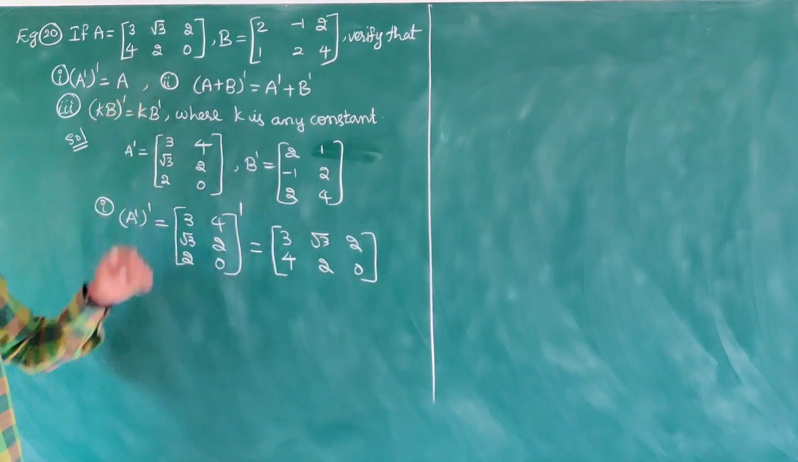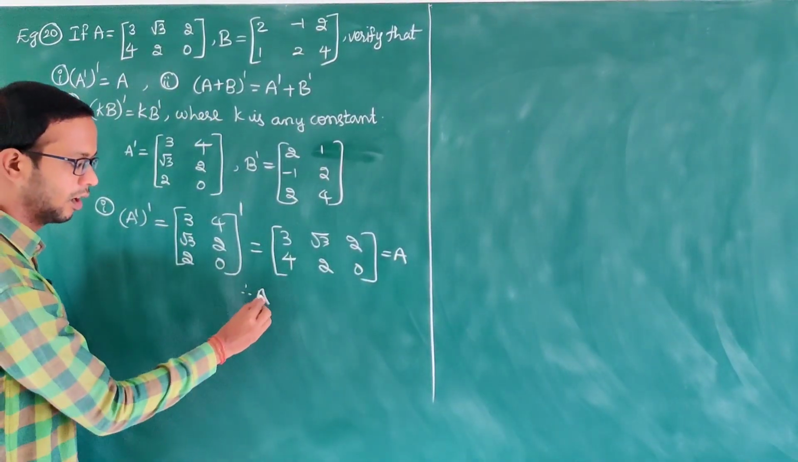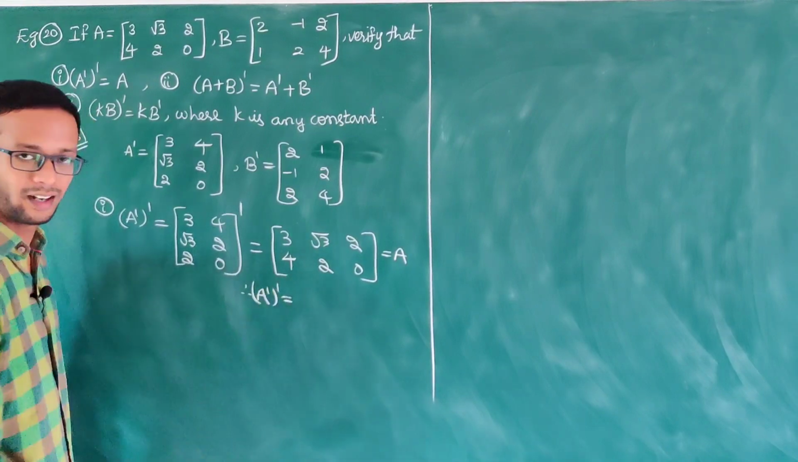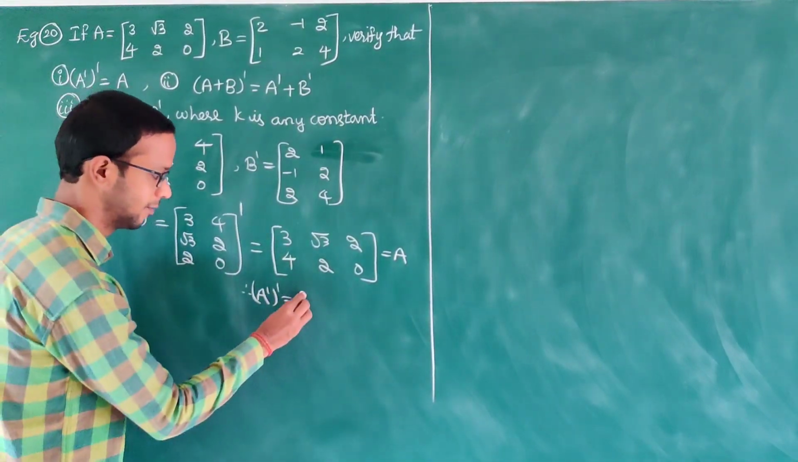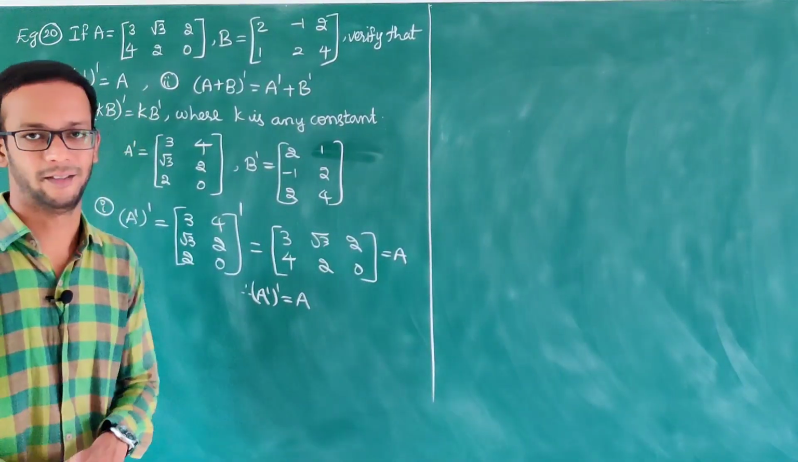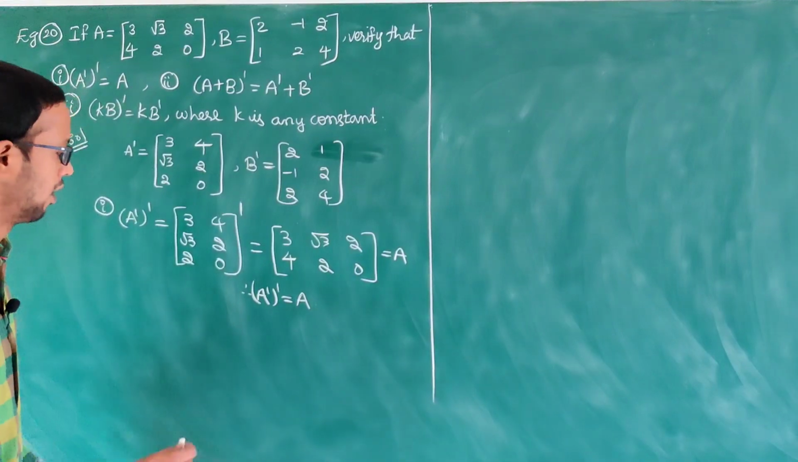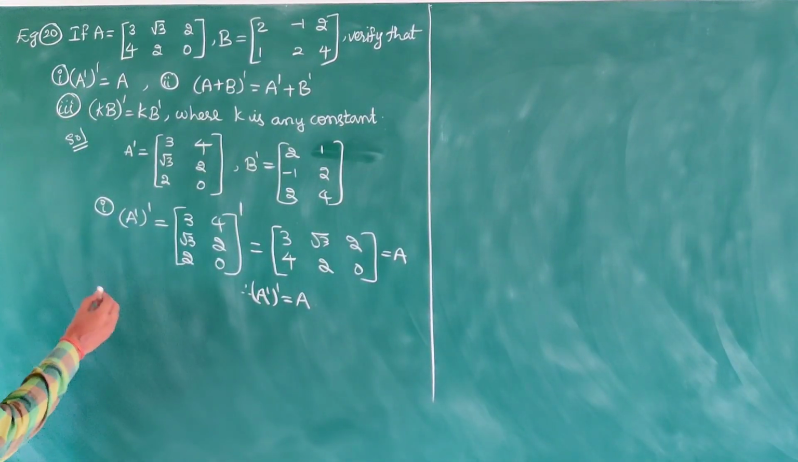So you observe this one is A. What we can conclude here is that if we take the transpose twice for the same matrix, you will get the same matrix. So (A')' is equal to A, hence proved. Next, number 2.